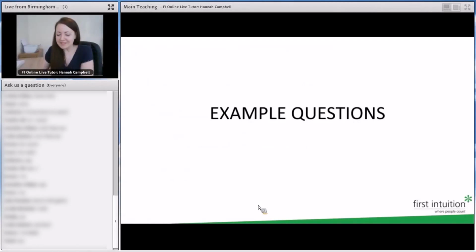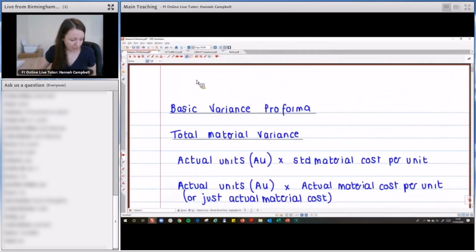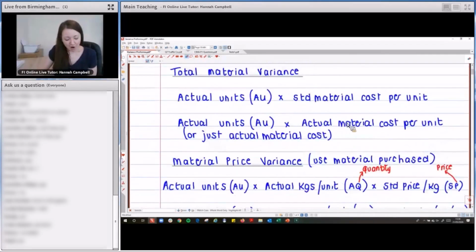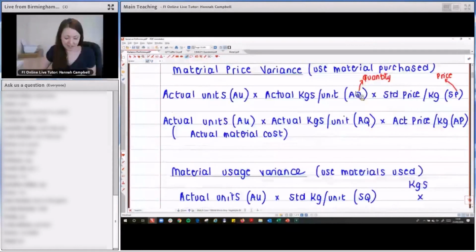So we're going to do some example questions, but just before we do that, let me just show you my variance pro forma sheet. So here what I've done is I've used abbreviations, but I've explained what they mean, and I've written them out in full. Again, I'll attach this to the email that we send out to you, and it's also available to download from the recording. So all of the variances are on here.